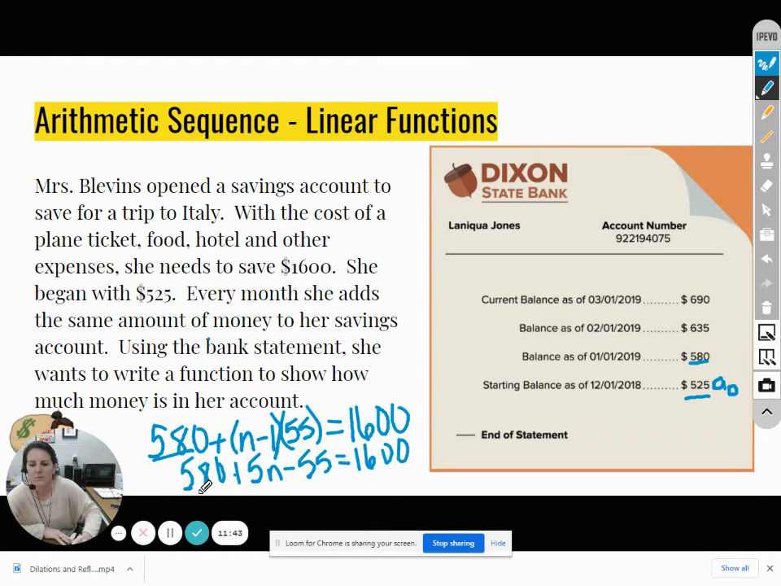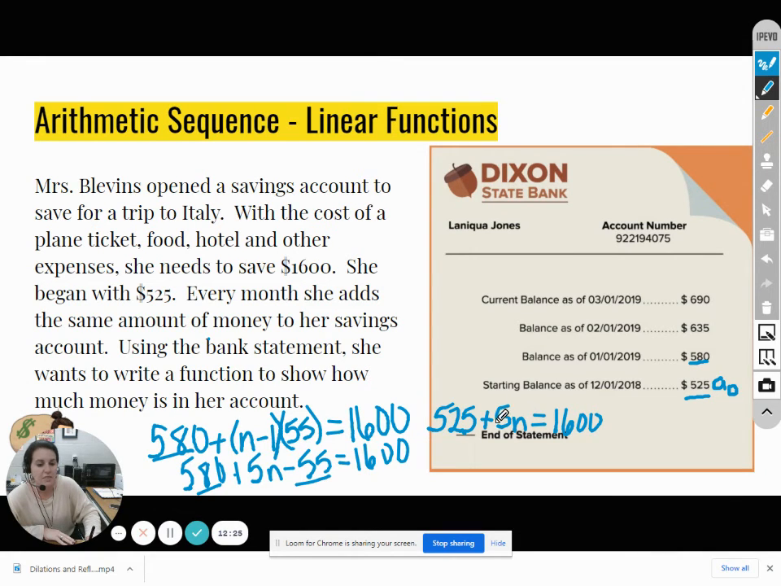Let's go ahead and combine like terms on the same side of the equal sign by using the commutative property. I changed the order. So 580 minus 55 gives me 525. That's that initial amount I started with. So 525 plus 55n equals 1,600. That makes sense because if I plug in a 0 for 0 months of savings, I had $525, right? That's how much I began with.